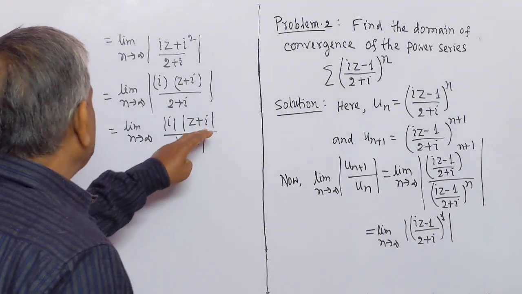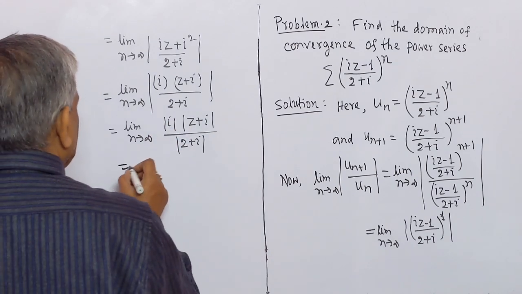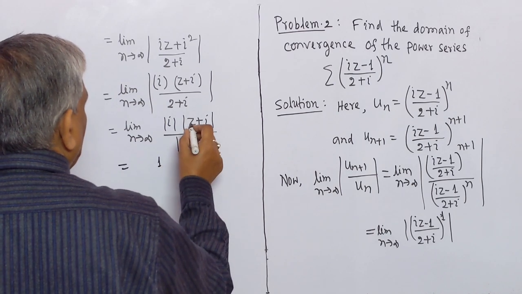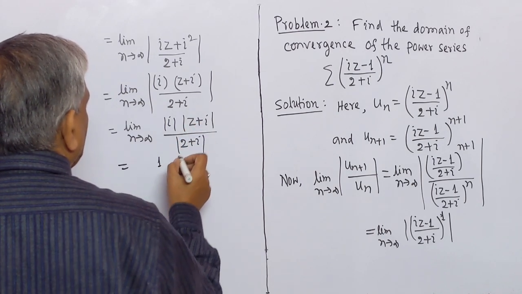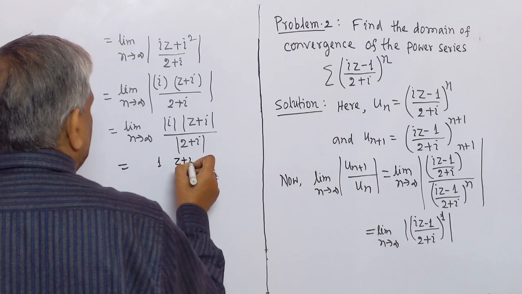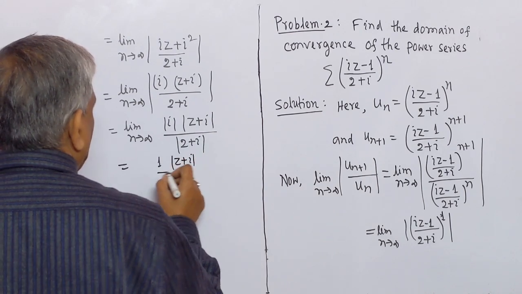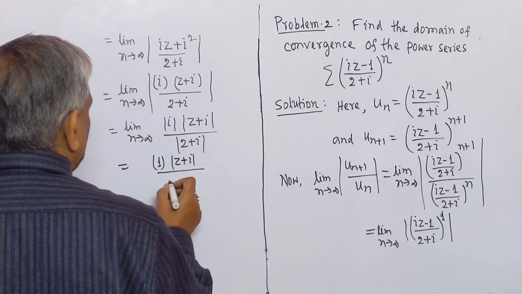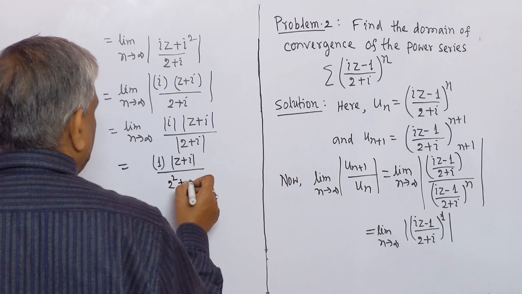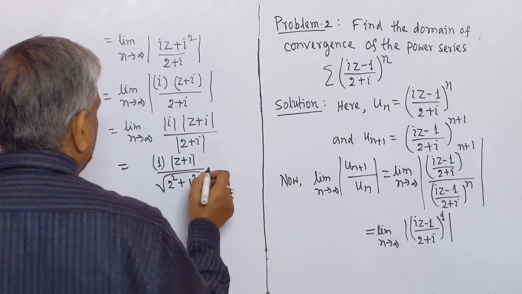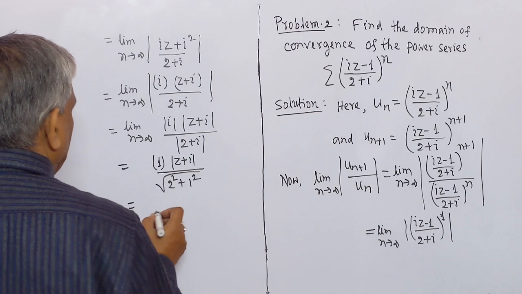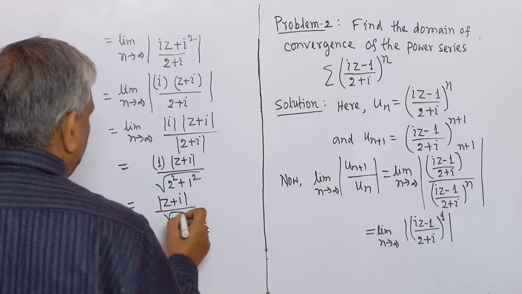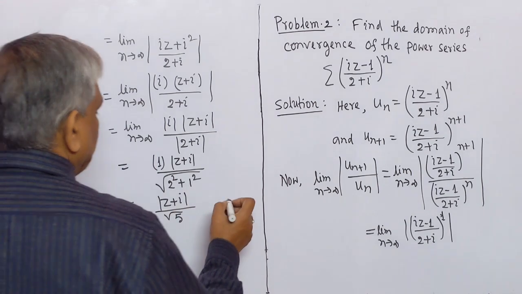Here no term contains n, so we may write this equal to modulus of i, which equals 1, modulus of z plus i, and modulus of 2 plus i is square root of 2 squared plus 1 squared, and this is equal to modulus of z plus i by square root 5. Let this be number 1.